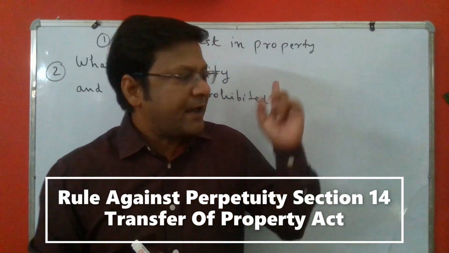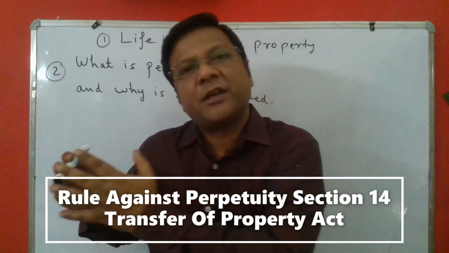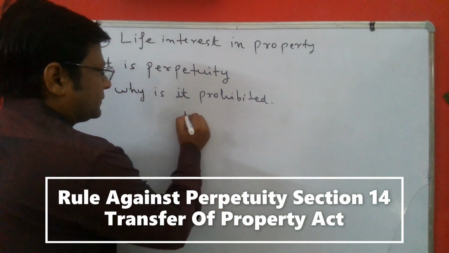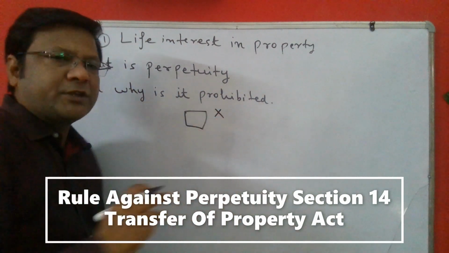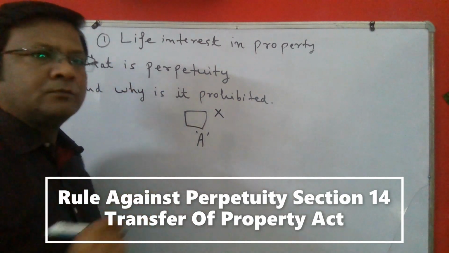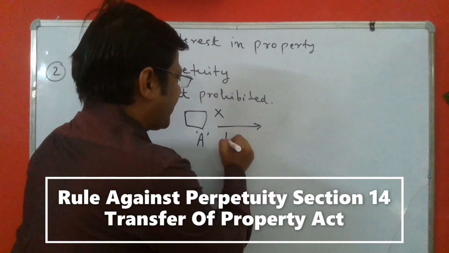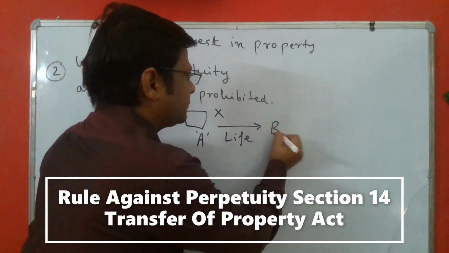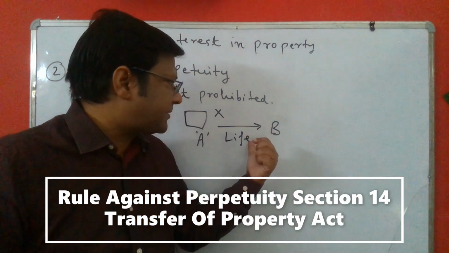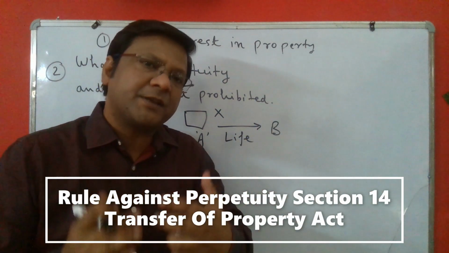Now life interest और perpetuity दो टर्म्स मैंने आपको बताए हैं। लाइफ इंटरेस्ट से perpetuity कैसे बन सकती है ये हम देखते हैं, ठीक है। So suppose this is a property X owned by a person A. Now what he does, he gives this property for life to B. Then he has made such a transaction where he says that after B, this property will go to C for his life. After B means after the death of B.